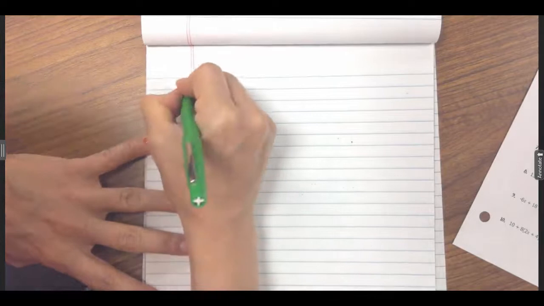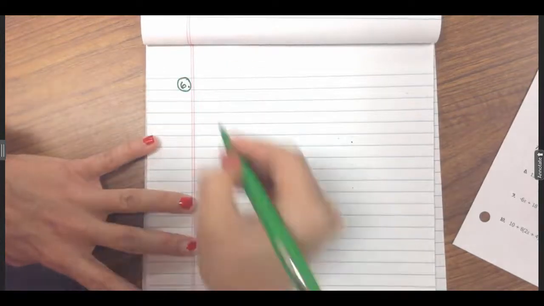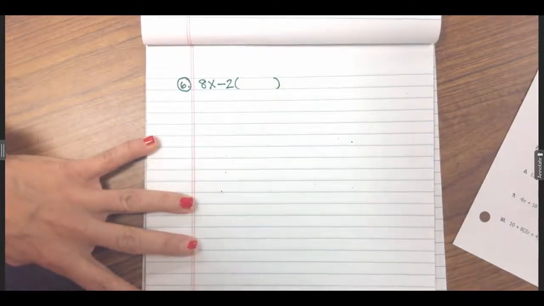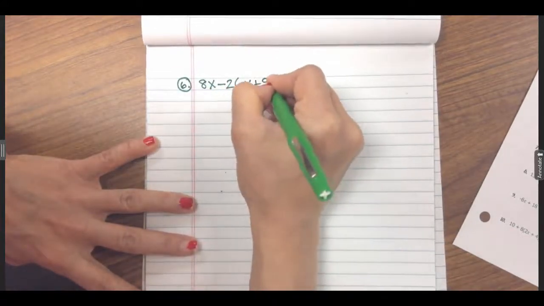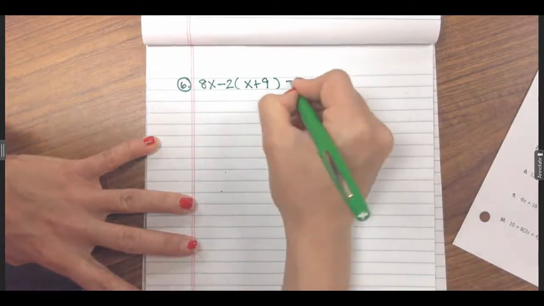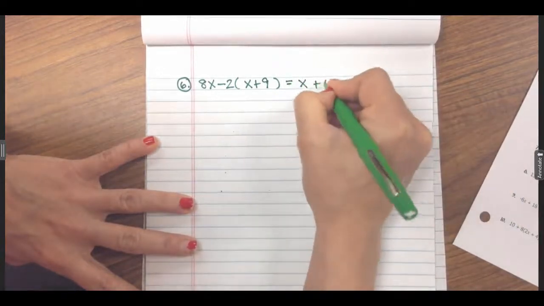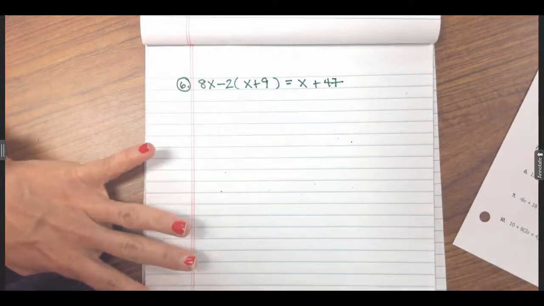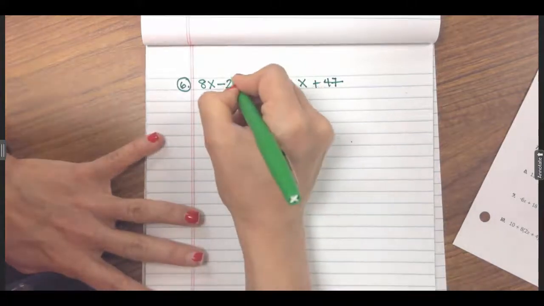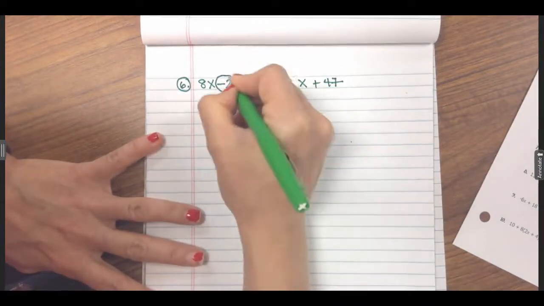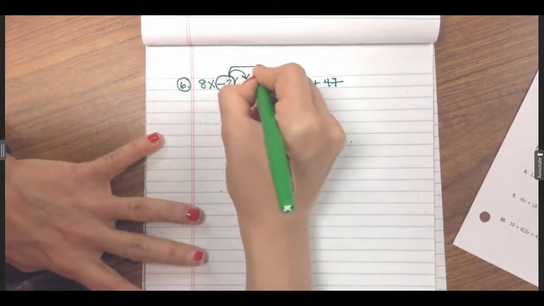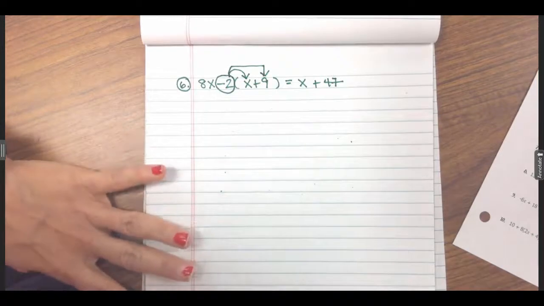So on number 6, let's go ahead and copy the problem. 8x minus 2, and then you've got some parentheses, and inside the parentheses is x plus 9. And that's going to equal x plus 47. So remember, your first step is to get rid of parentheses, and the only way you can get rid of parentheses is to distribute. So we're going to distribute this negative 2 to the x, and then we're going to distribute this negative 2 to that positive 9.